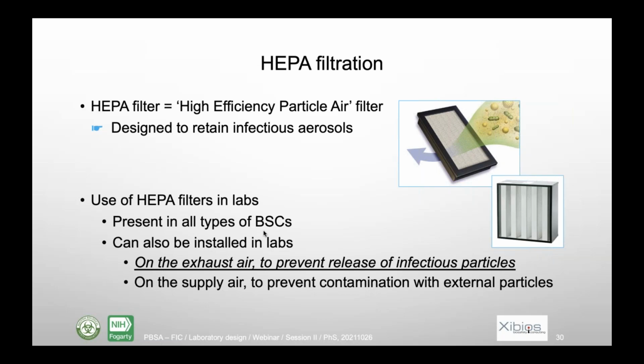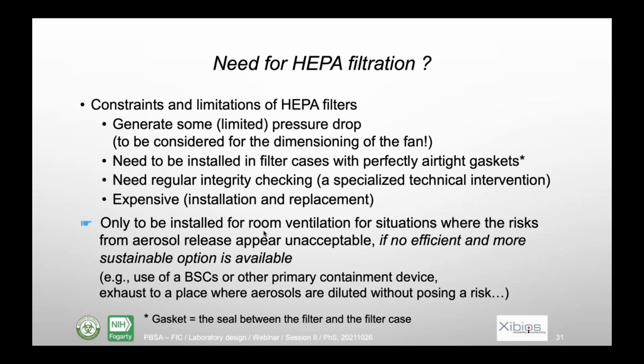हेपा फिल्टर्स, जिसको हम हाई एफिशिएंसी पार्टिकल एयर फिल्टर्स कहते हैं, ये हवा से फैलने वाली वबा से बचाता है, और ये सब टाइप की बायोसेफ्टी कैबिनेट में भी इस्तेमाल होता है। बाहर निकलने वाले हवा के रास्ते में लगाया जा सकता है, जिससे जो लैब के अंदर पैदा होने वाले जरासीम के ज़रात हैं उनकी रहाई को रोका जा सके, और इसके अलावा इसको सप्लाई की हवा या लैब में अंदर दाखिल होने वाली हवा के रास्ते में भी लगाया जा सकता है, जो आलूदगी को लैब में अंदर आने से रोकेगी। क्या हमें हेपा फिल्टर्स की ज़रूरत है?